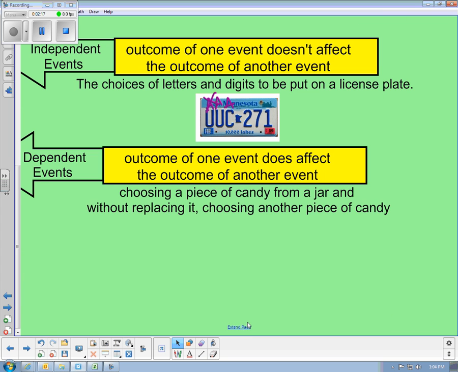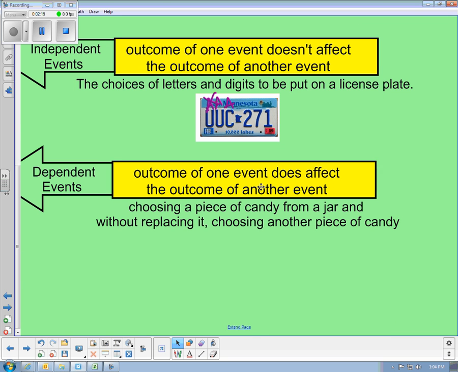As long as one doesn't affect the other, then they're independent. It's when one does affect the other that they become dependent. So for example, choosing a piece of candy from a jar without putting it back and then taking another piece of candy. You reach into a jar, you've got a bunch of candy, you take one out. Now you've changed the possible outcomes for the next person who takes a piece of candy. That's dependent. One depended on the other, one changed the other.